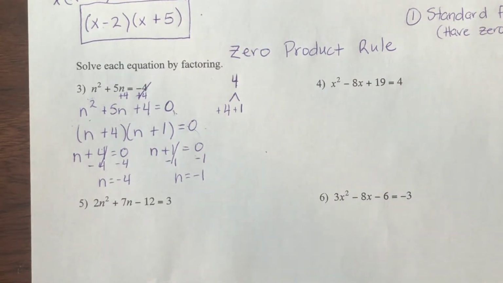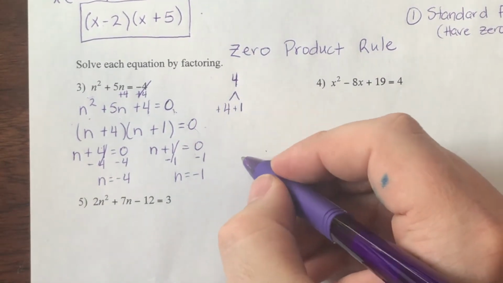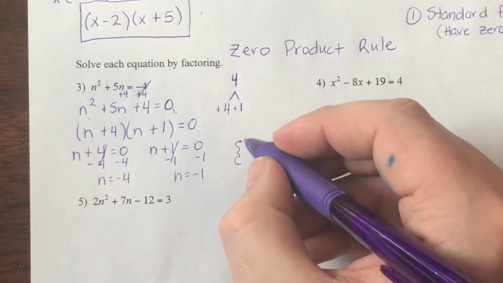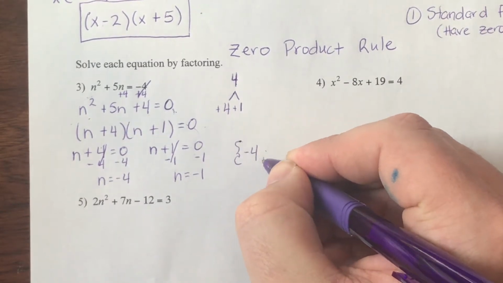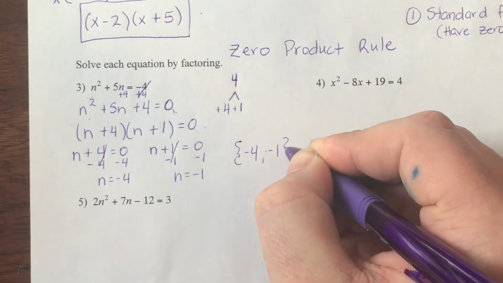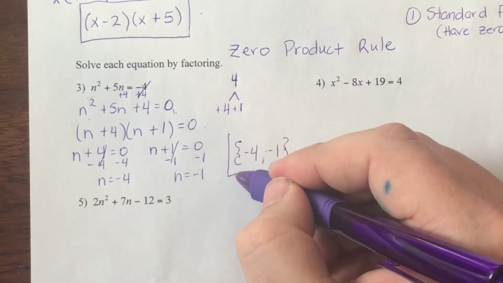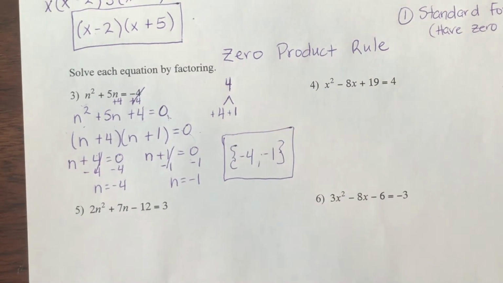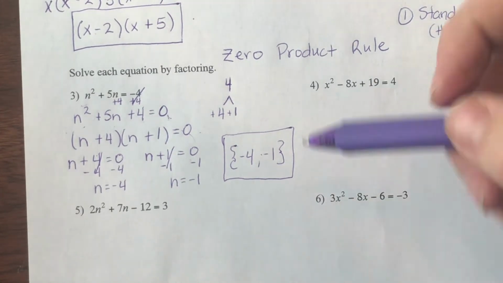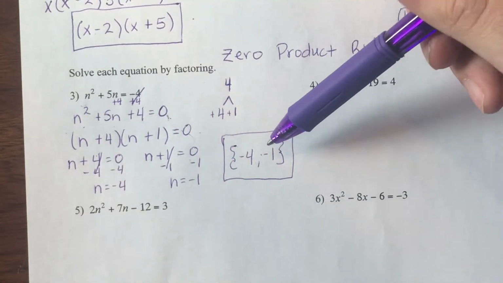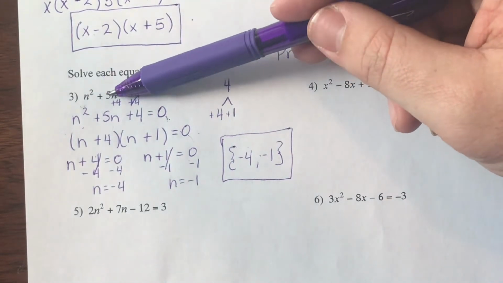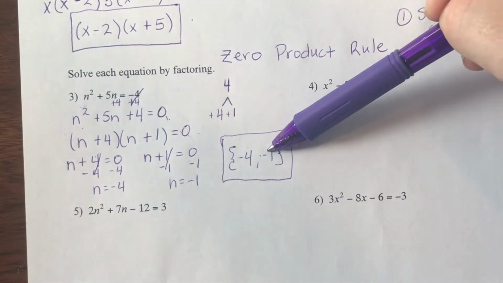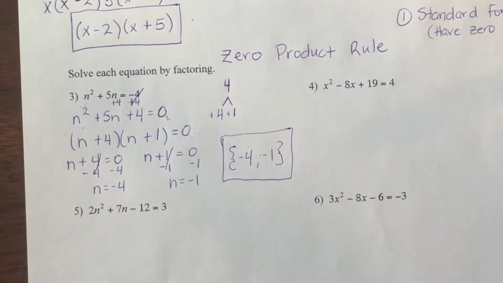So our answers to this equation, I'm not going to put it into an xy, I'm not going to put it into parentheses, we're going to put it into a brace and say negative 4, negative 1. And you can make fun of my braces, that's fine. And this is our answer. And you may be saying, well, what is that answer? If you plug negative 4 back in, it will work. If you plug in negative 1, it will work in the equation.